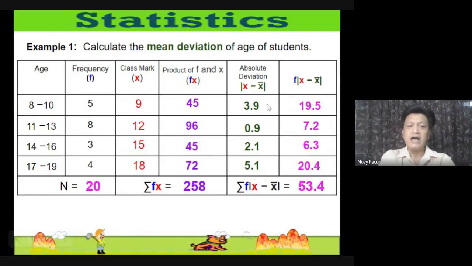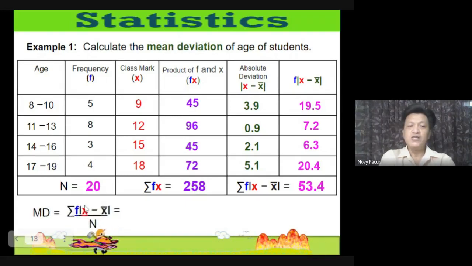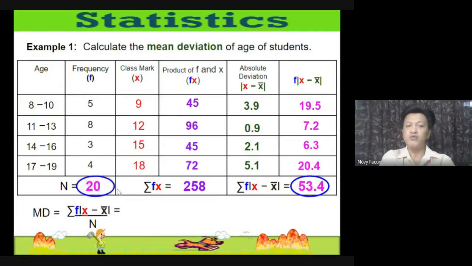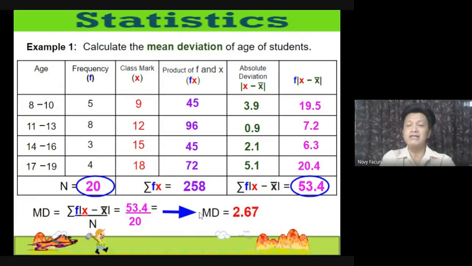Given that, ano ba yung kailangan lang natin para ma-compute yung mean deviation? Ang kailangan lang natin based on the formula, di ba? Yung summation ng product ng frequency at ng absolute deviation natin. Tsaka yung ating n, yun yung total frequency. Kaya nga, that is 53.4 divided by 20. Yun yung kapag sinubstitute natin. Therefore, ang ating mean deviation ngayon ay 2.67. So, ganun lang kung paano mag-compute.